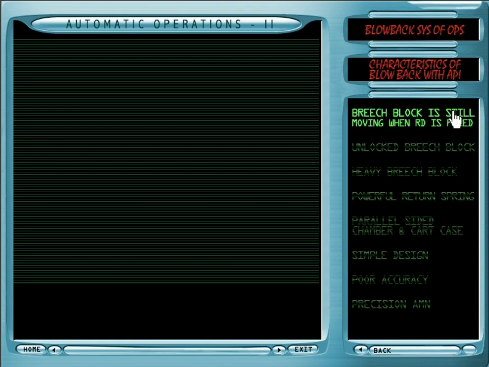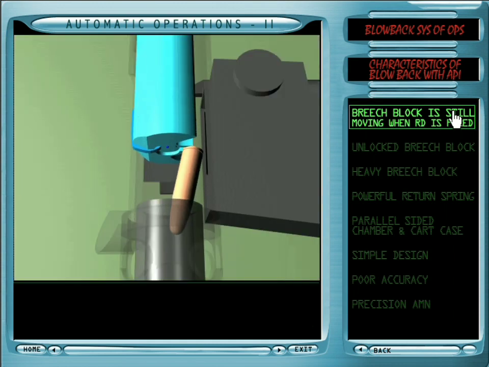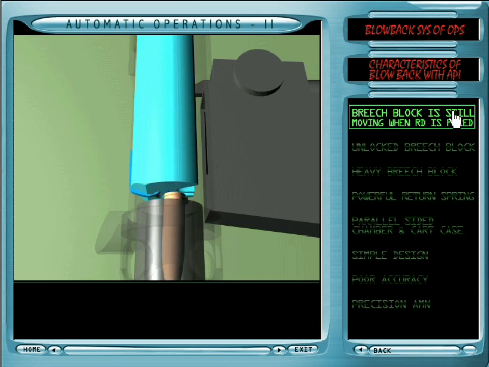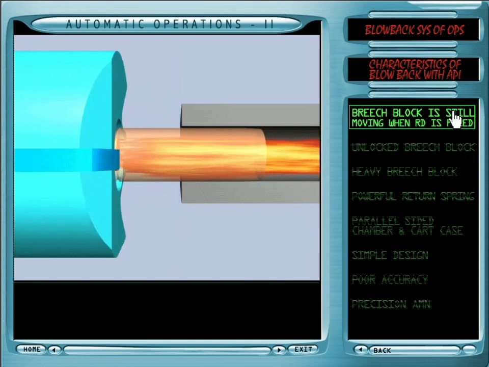Characteristics of blowback operation with advanced primer ignition. Bolt still moving forward when the round is fired. The heavy breech block is still in forward motion when the round is fired. The retarding force generated slows down the forward movement and pushes the breech block to carry out extraction.